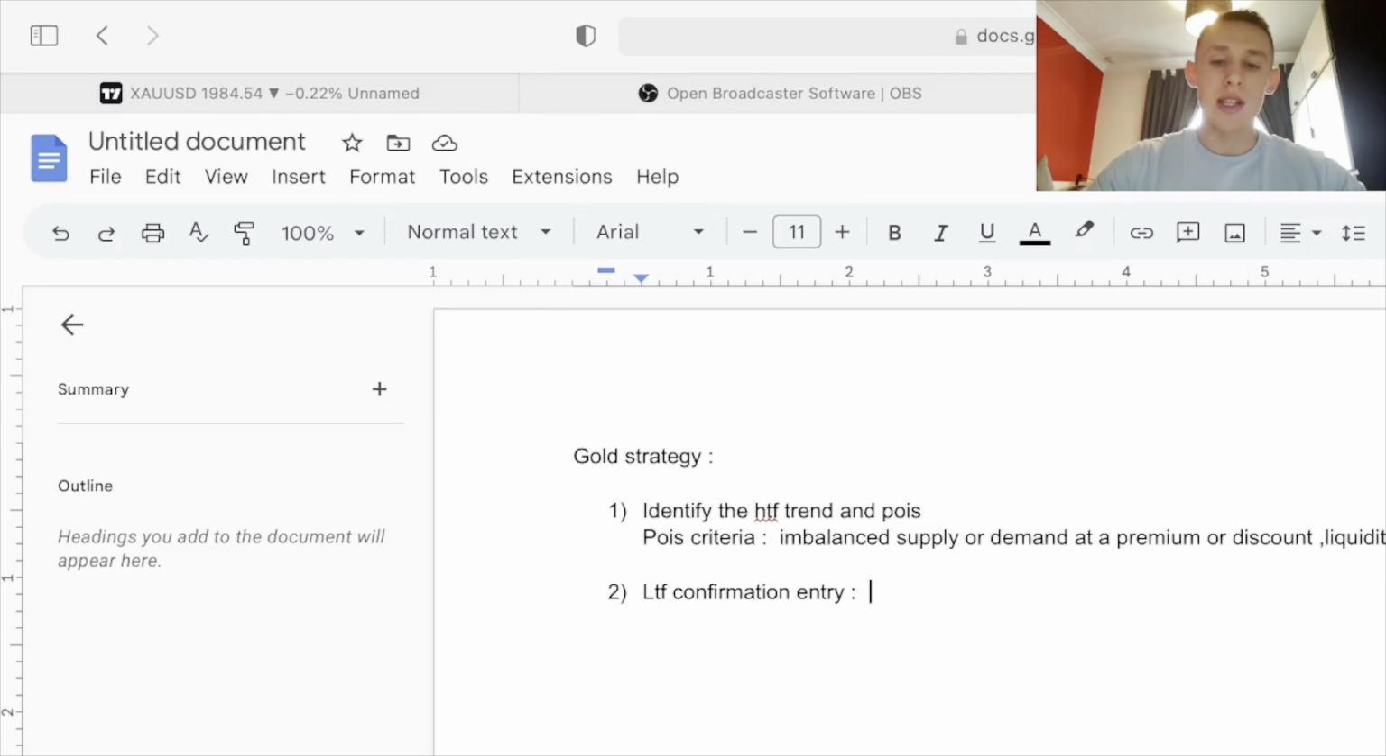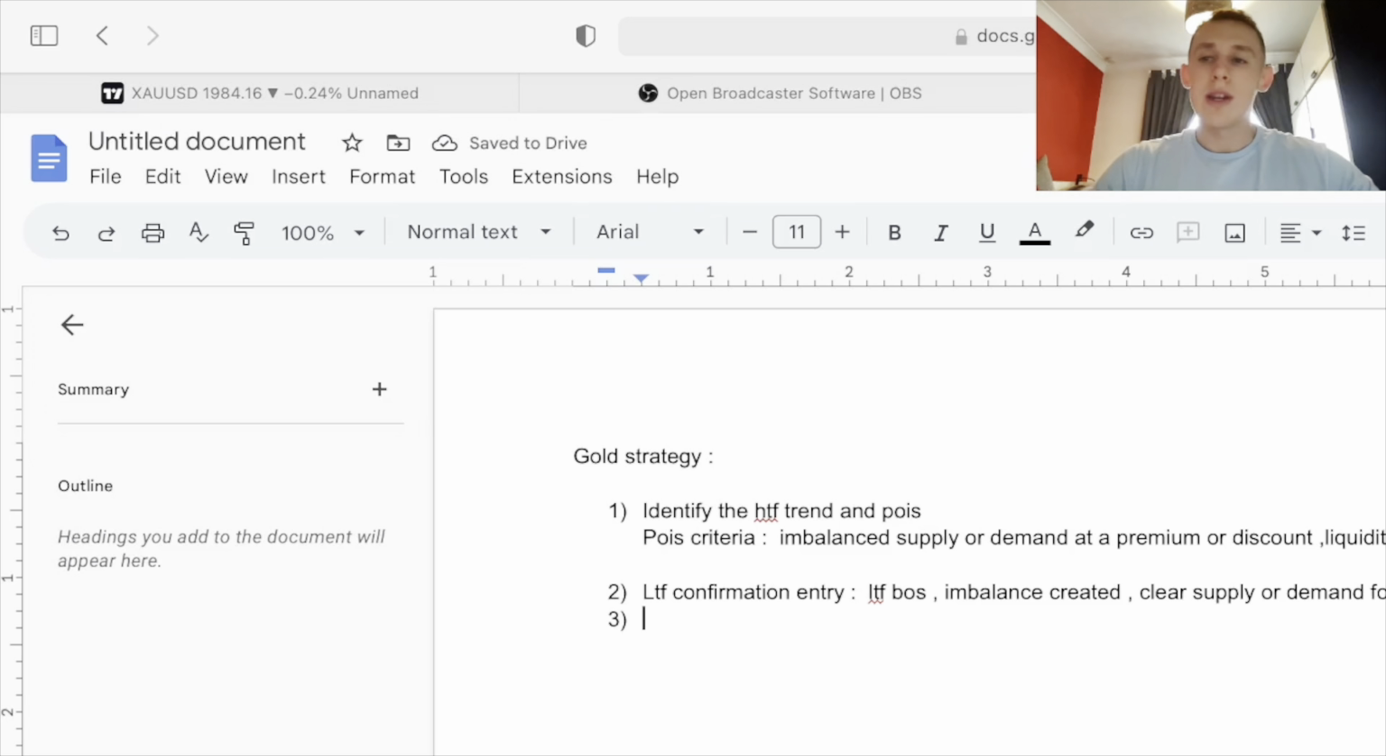So what we need to see is a lower time frame break of structure. We need to see imbalance created, and we need to see a clear supply or demand formed. Yep, so that's the confirmation entry.